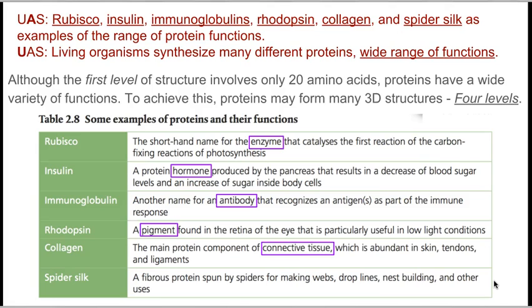Collagen, which you may have seen in some skin cream advertisements, is part of your connective tissue in the skin and other structures in the body, so this is a structural protein. And again, in terms of structure, spider silk that creates webs or a nest for spiders is also a fibrous protein. So you can see here a very wide range of functions.